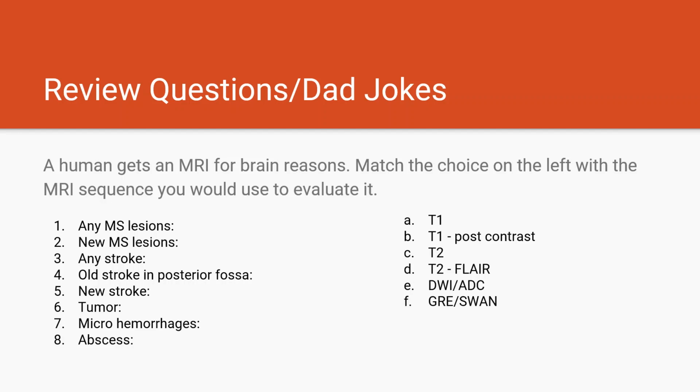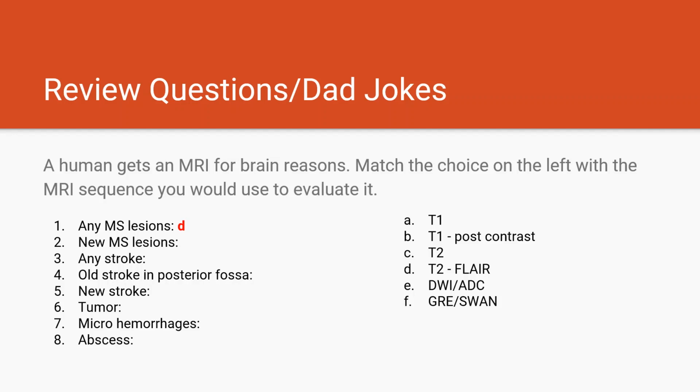But before that, let's do one more set here of matching. We're going to pair lesions on the left with the sequence you want to choose to view it on the right, starting with any MS lesion. And any MS lesion can be picked up with D, T2 FLAIR. And remember that FLAIR is a great general pathology screening sequence.